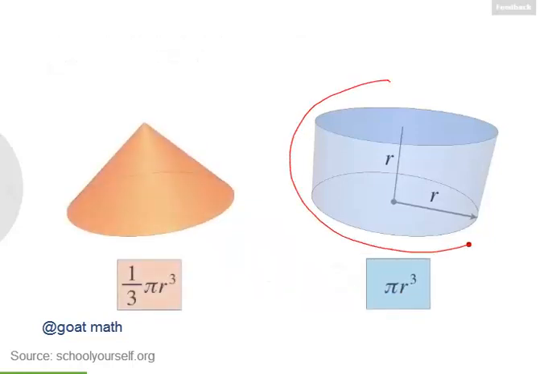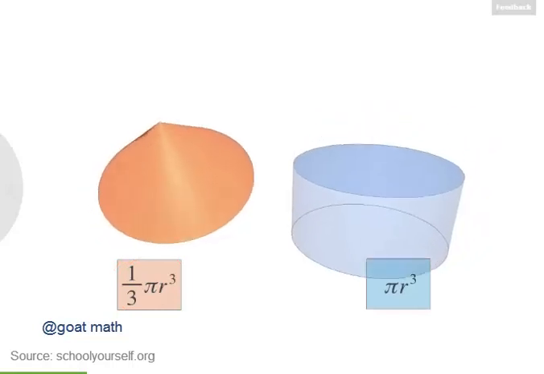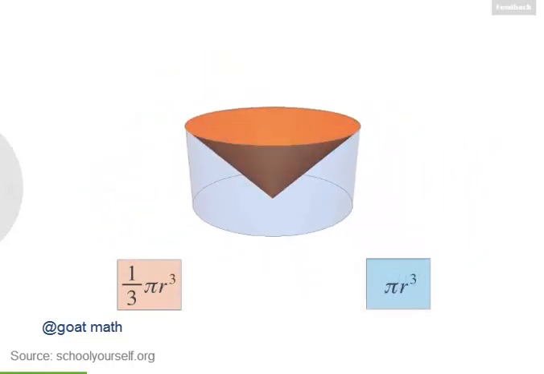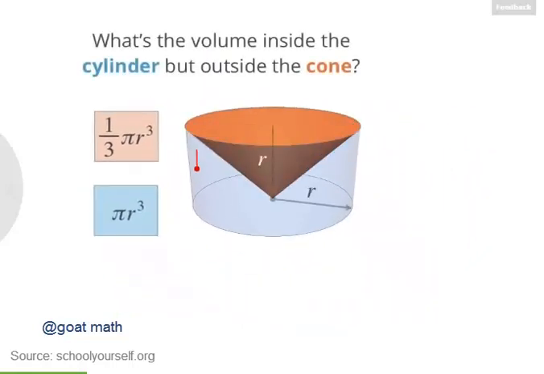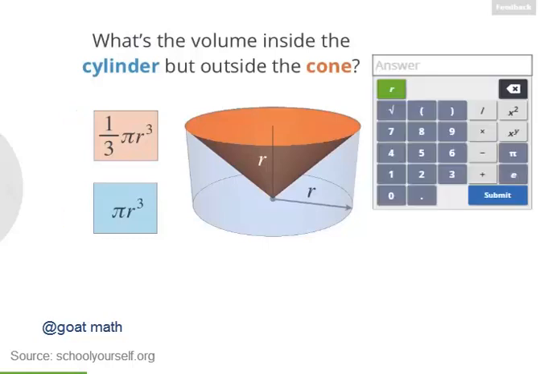So the volume of a cylinder with radius and height r is pi r cubed, and the volume of a cone with radius and height r is 1/3 pi r cubed. Next, let's flip the cone over and place it inside the cylinder. Now what's the volume of this region here that's inside the cylinder but outside the cone? You'll want to use these volumes of the cone and the cylinder to figure this out.